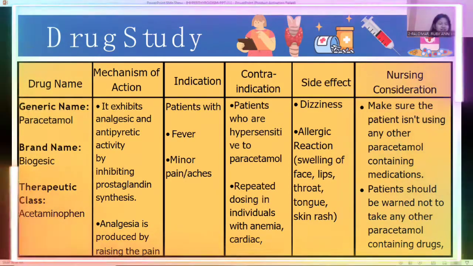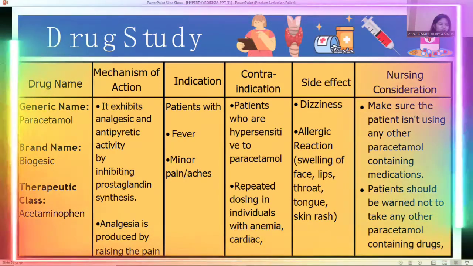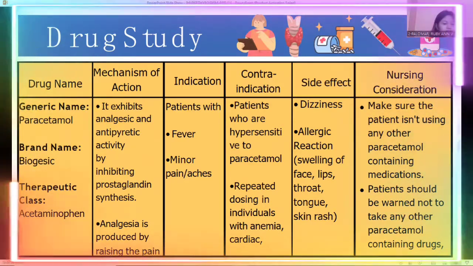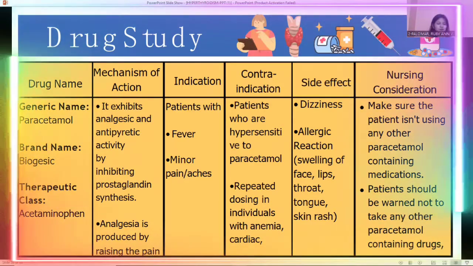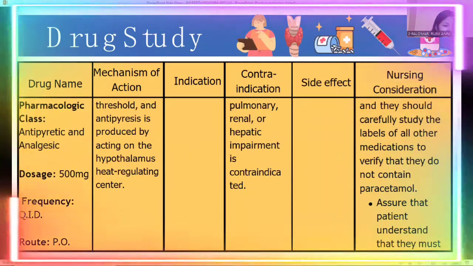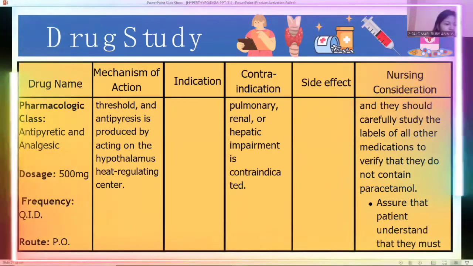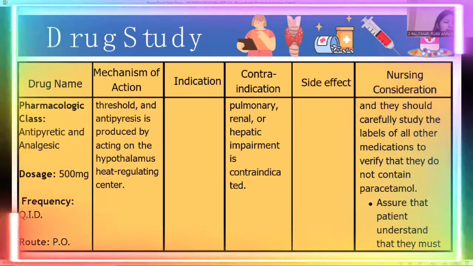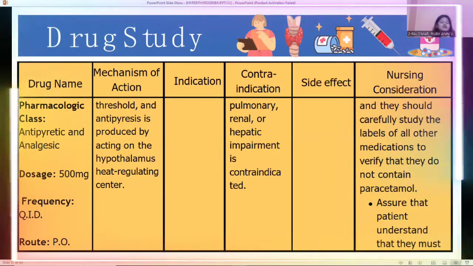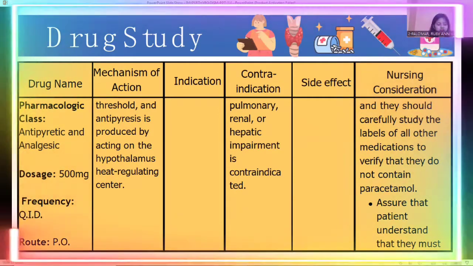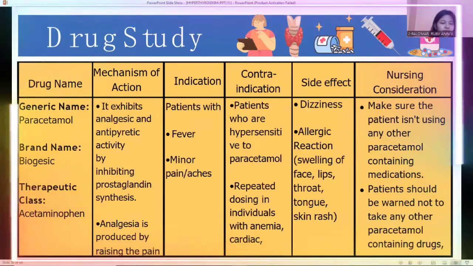Next medication is paracetamol. The brand name is Biogesic. Therapeutic class is acetaminophen. Pharmacology class is antipyretic and analgesic. The dosage is 500 mg, frequency QID, route of administration is PO.